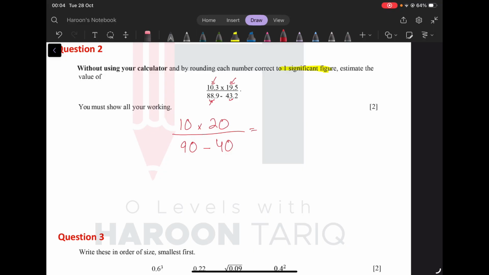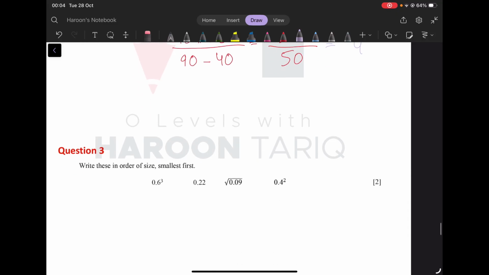Okay, now 10 times 20 would be 200, divided by 90 minus 40, which would be 50. I can do the cancellation, or you can directly do it as well. 200 divided by 50 would actually be 4. So 4 is my final answer.